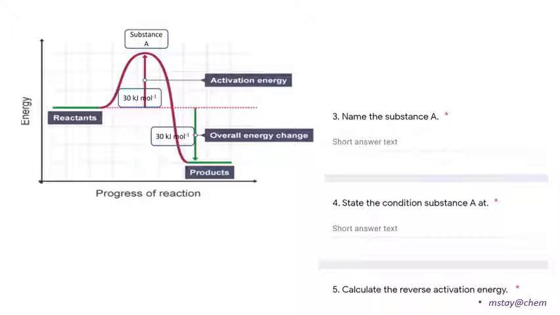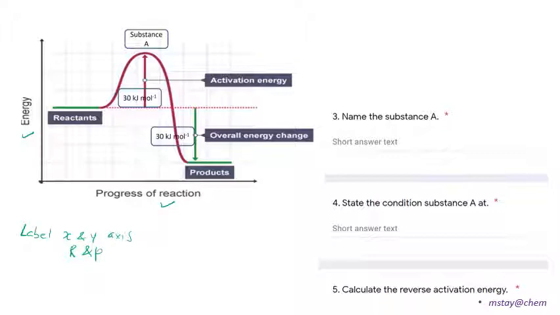Next is about the energy profile diagram. Basically, you need to label energy progress of the reaction, which means that you have to label the x and y axis. And then you also need to label reactants and product.